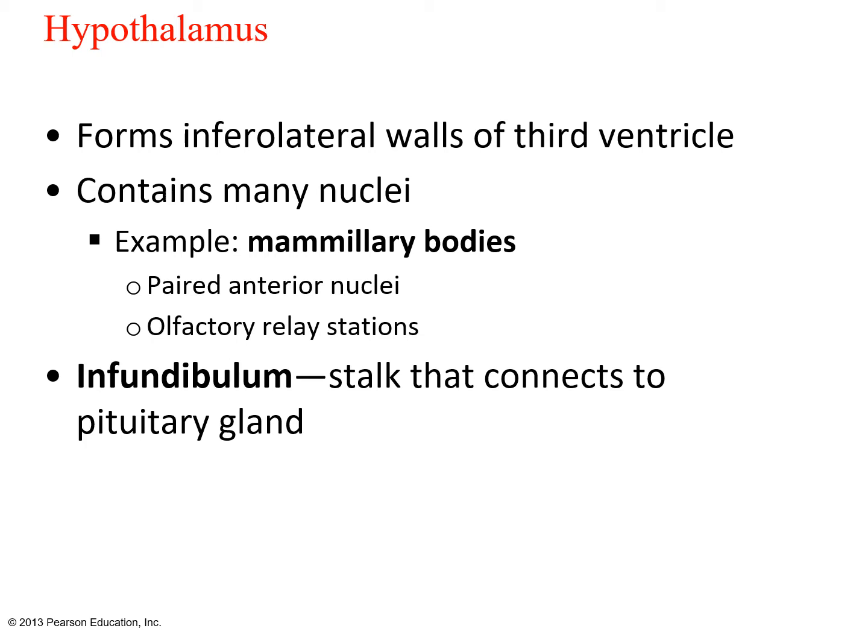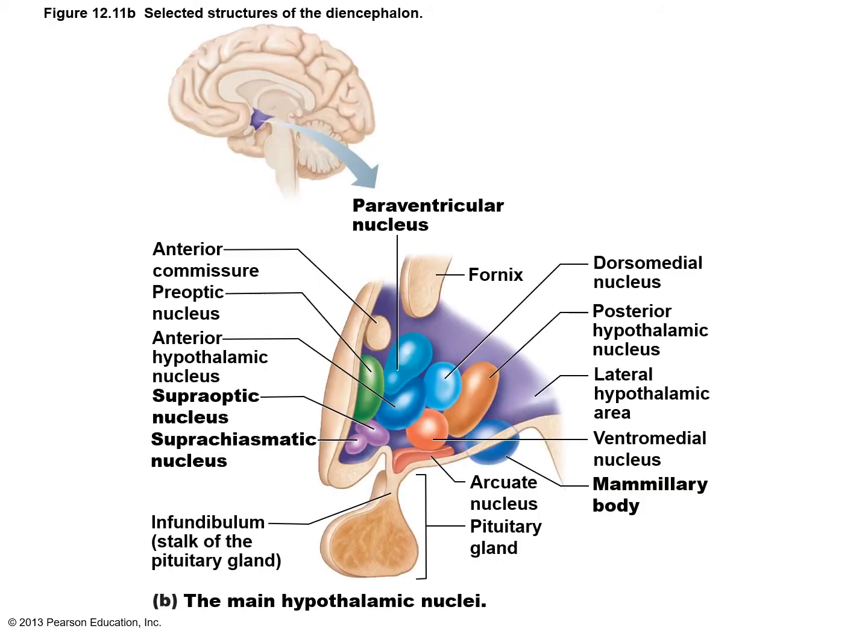The hypothalamus also includes the infundibulum, which is a stalk that connects it to the pituitary gland. You'll learn more about the function of the infundibulum in AMP2 when you learn about the endocrine system.